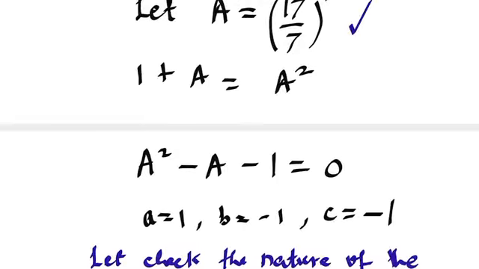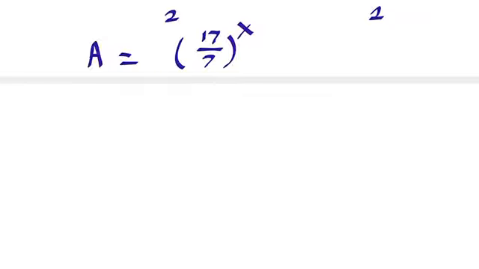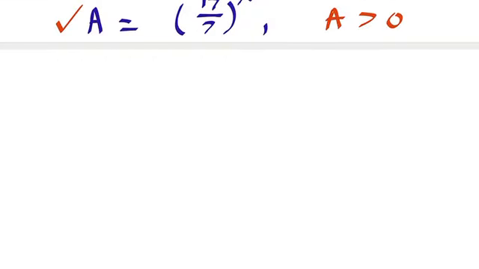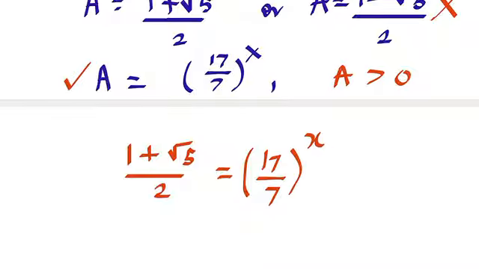Alright, going back to what we were doing, we can see that here our a will always be greater than 0. It cannot be negative, so we discard this negative solution of a and pick just the positive value. Then we have a is 1 plus root 5 over 2, which will be equal to 17 over 7, all to the power of x.